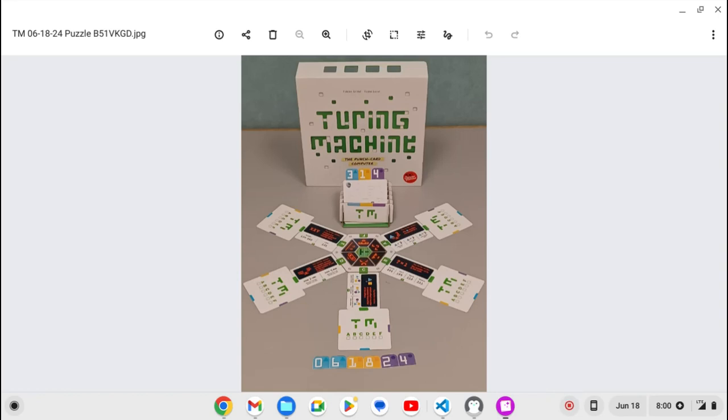Let's begin. Today's June 18th, 2024, and we're solving the Daily Turing Machine Puzzle. Today's puzzle uses 5 criteria cards and it's 5 verification cards. Let's go to turingmachine.info for the details.